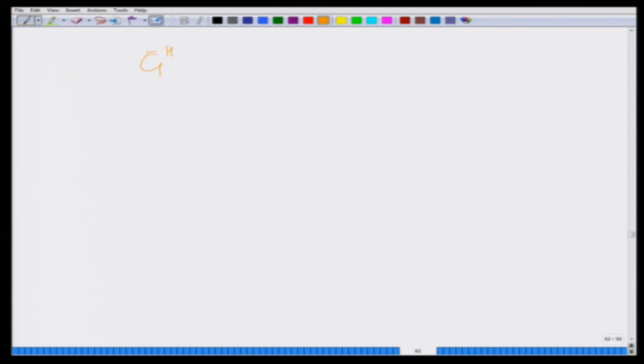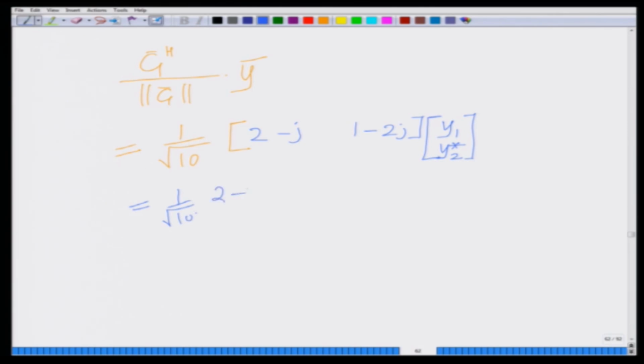So, norm C1 bar is equal to square root of 10. Therefore, we perform C1 bar Hermitian divided by norm C1 bar times y bar to extract x1, that is 1 over square root of 10 times (2-j, 1-2j) times y bar, which is y1, y2 conjugate, which is equal to 1 over square root of 10 times (2-j) into y1 plus 1 over square root of 10 times (1-2j) into y2 conjugate.